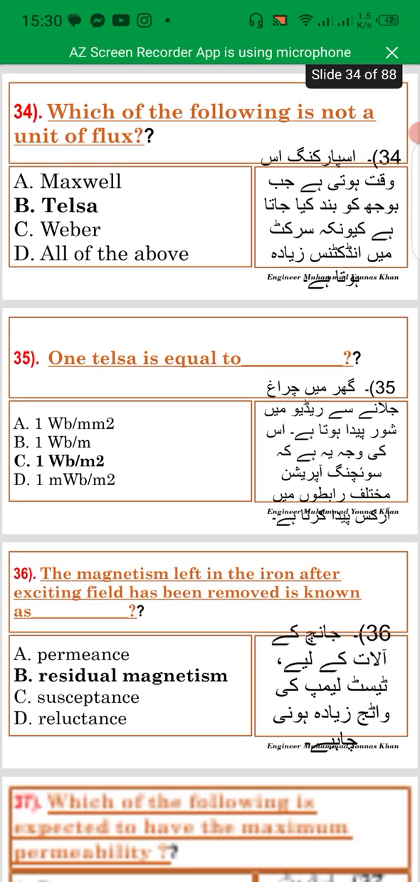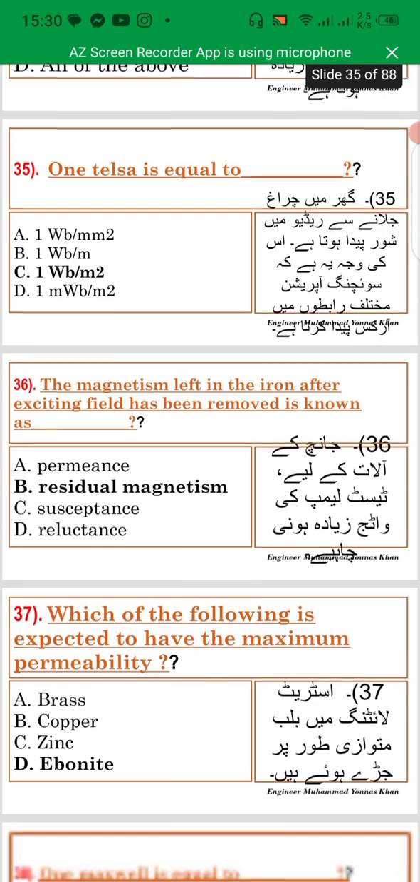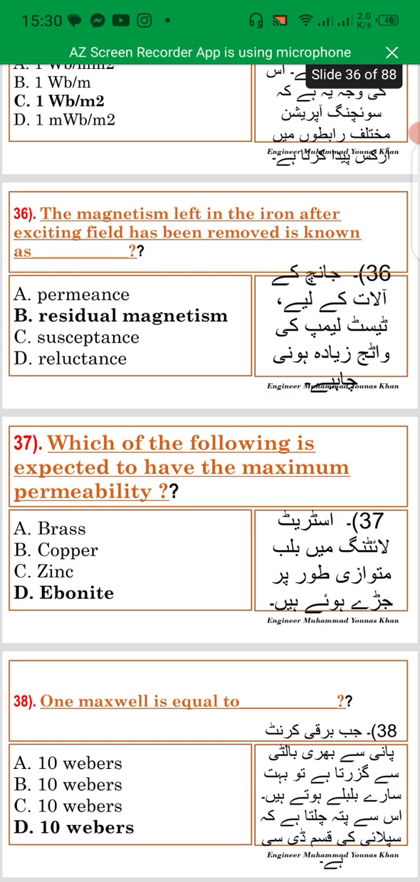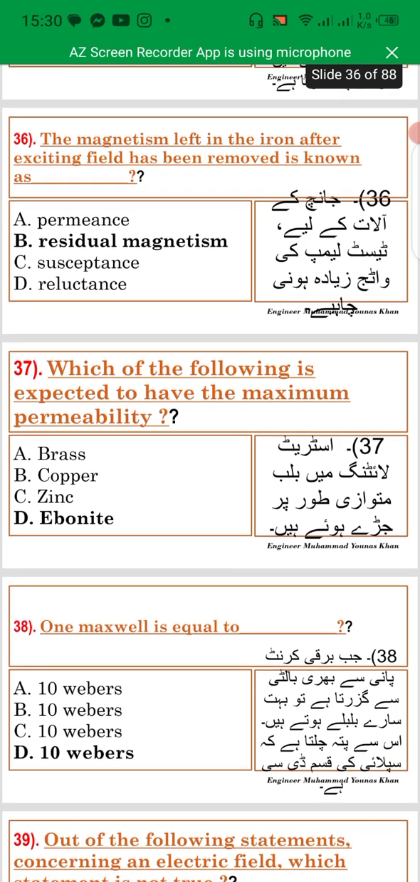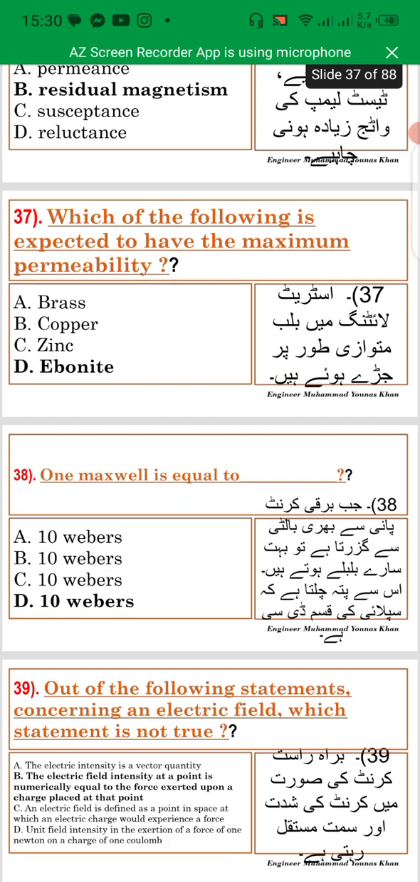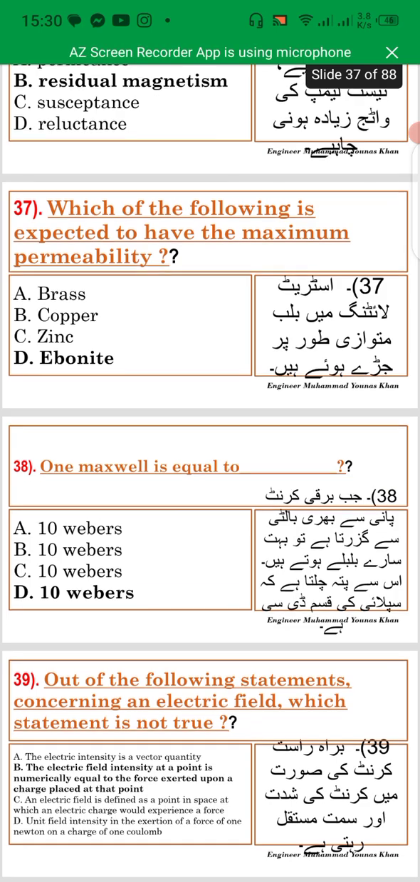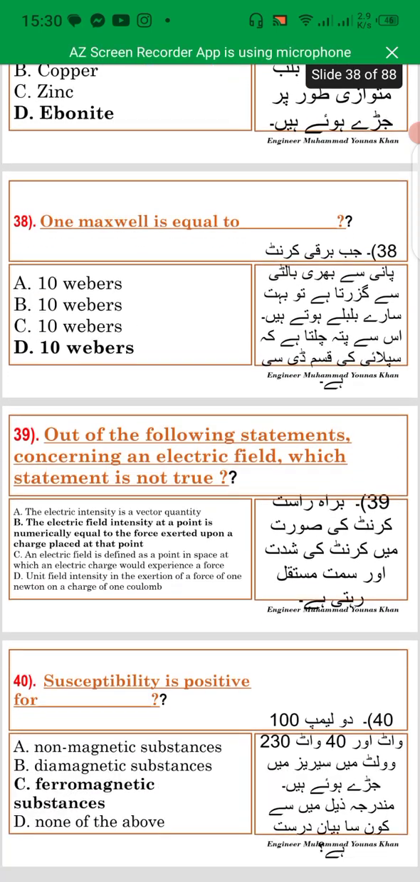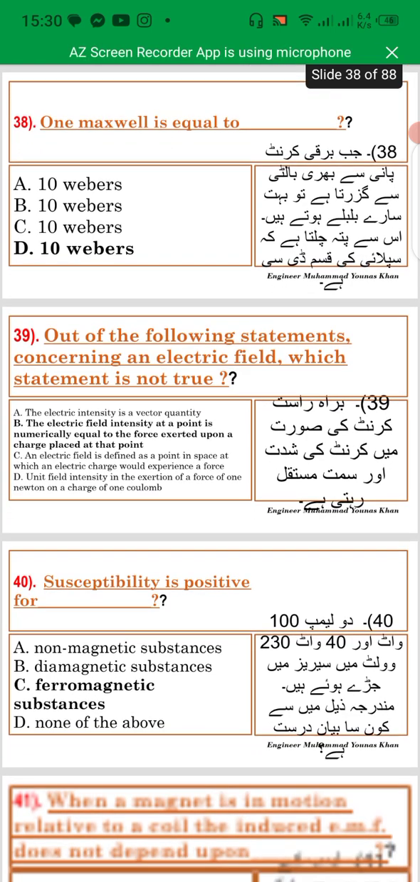Which of the following is not a unit of flux? Tesla. 1 Tesla is equal to 1 Weber per meter square. The magnetism left in the iron after the exciting field has been removed is known as residual magnetism. Which of the following is expected to have the maximum permeability? Ebonite. 1 Maxwell is equal to 10 Webers.